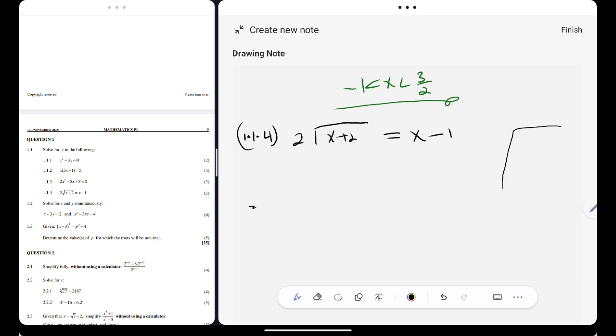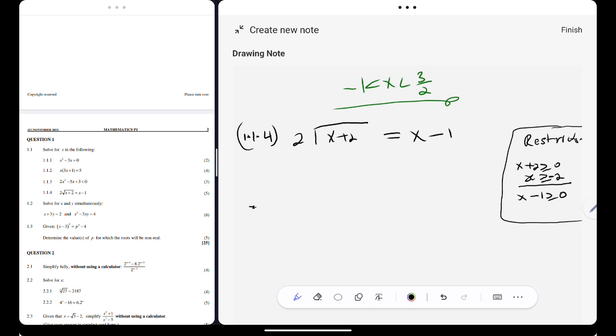Firstly, for everything that is under a square root, it has to be positive. So that means x plus 2 must be greater or equal to 0, and hence x must be greater than or equal to negative 2. Are you together? And then everything on the right hand side, it must be positive.